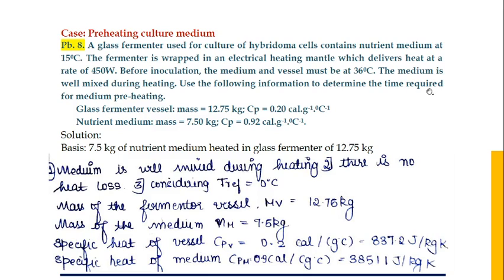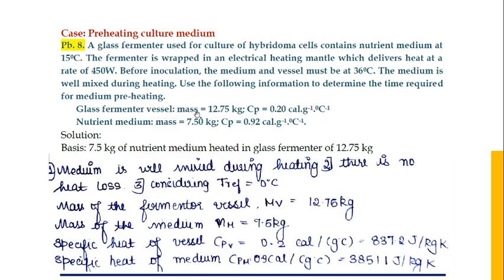Use the following information to determine the time required for medium preheating. So we're heating the liquid from a temperature of 15 degrees Celsius to 36 degrees Celsius. It means the temperature is varying with respect to time. It's an unsteady state condition. So you are expected to find out how much time is required to heat in this particular case. For this we require some information.